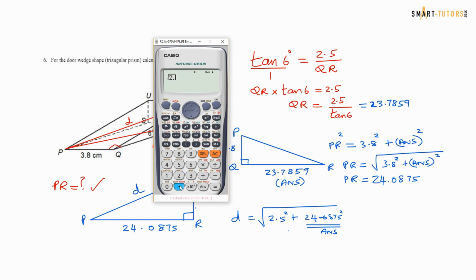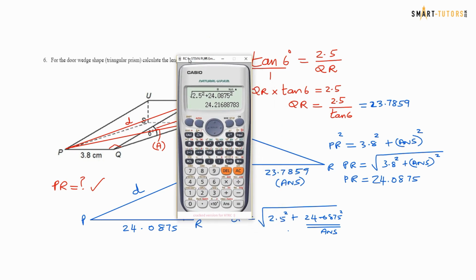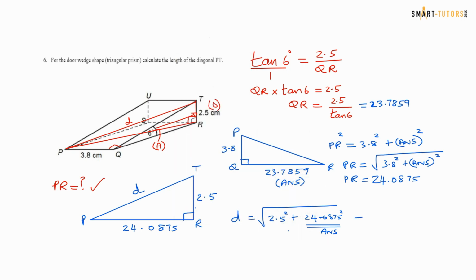Square root of 2.5 squared plus 24.0875 squared. So that is equivalent to 24.216, and what they're asking actually is to calculate the length of the diagonal PT. They didn't say anything, so I'm going to say 24.22 for two decimal places. So that is the answer for PT equals 24.22.